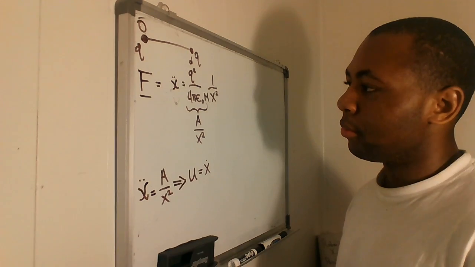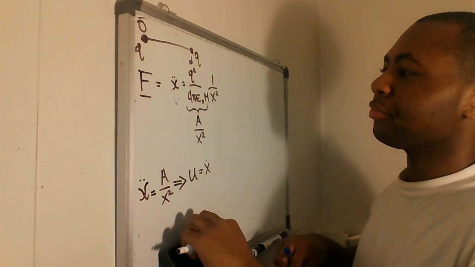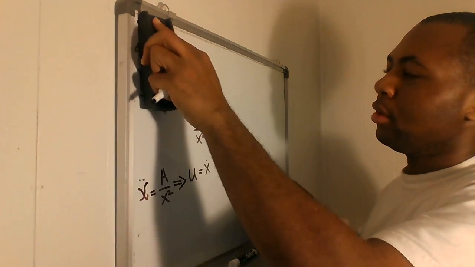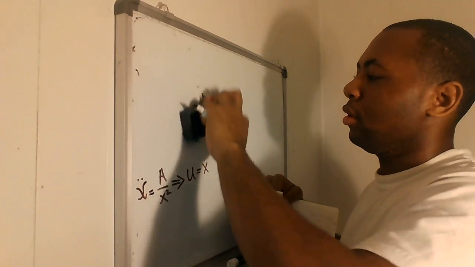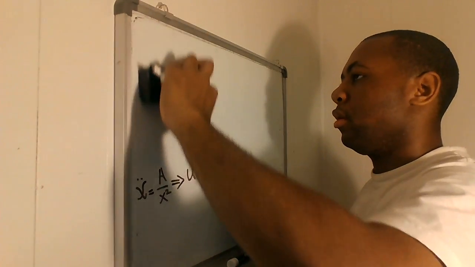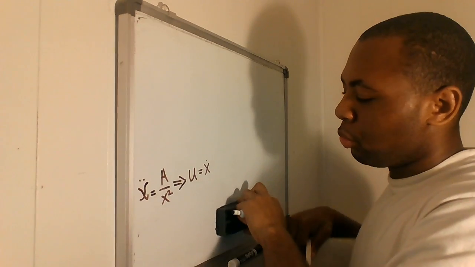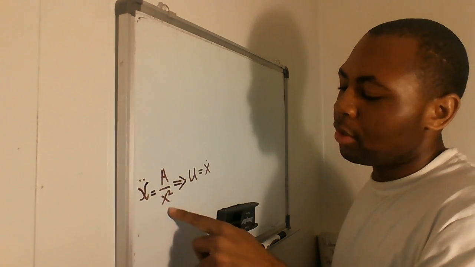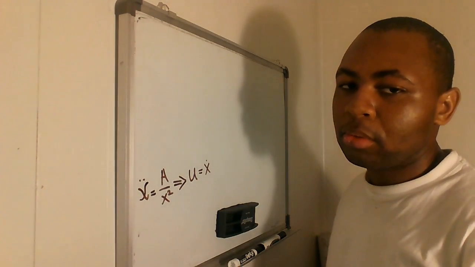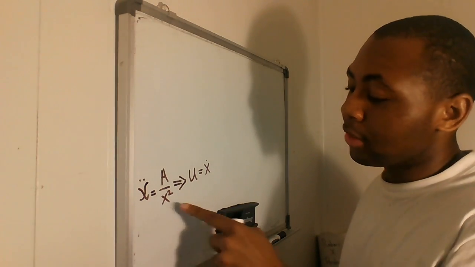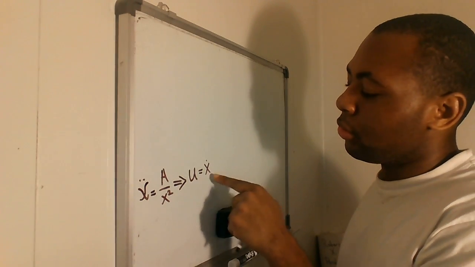So why am I doing that? First of all, I can get rid of this. Why am I doing this substitution? Well, because the whole purpose of this is to make it separable, in this case with respect to x. So I say u equals x dot.